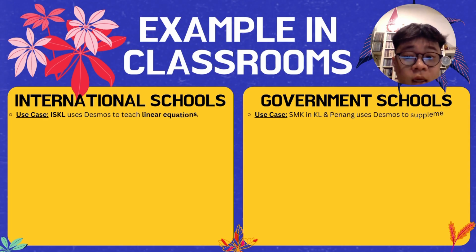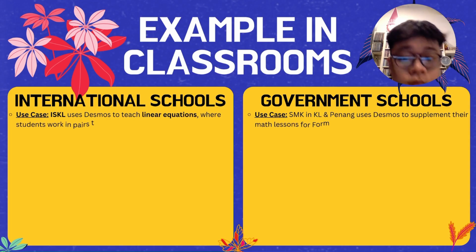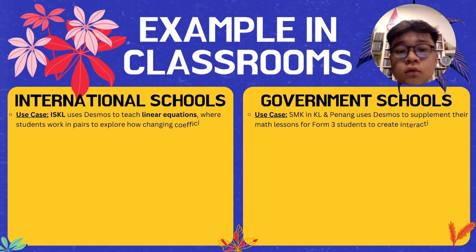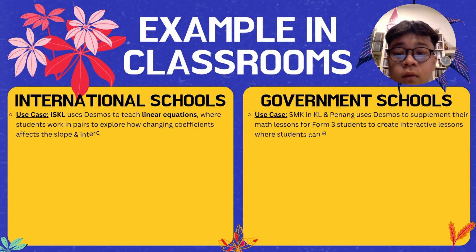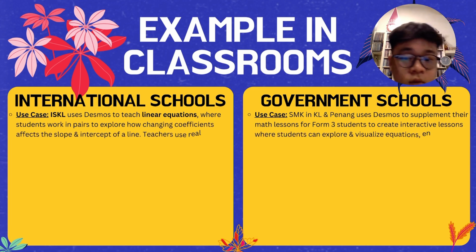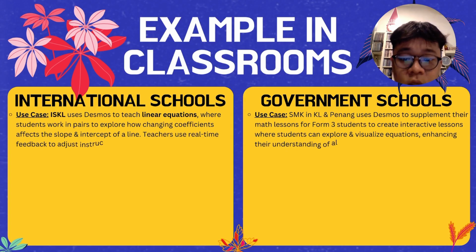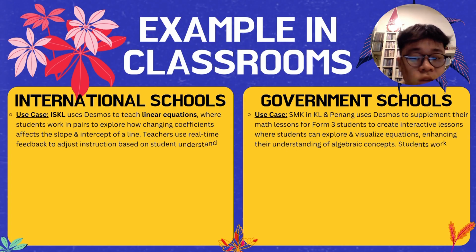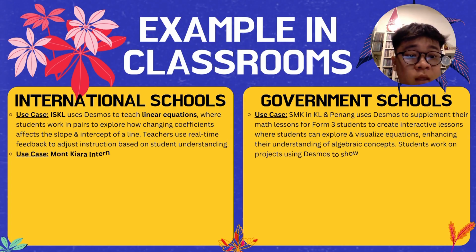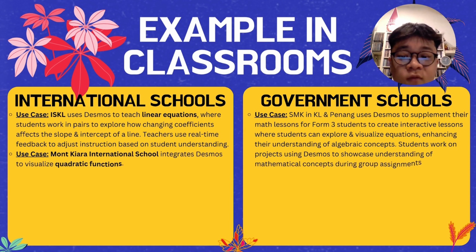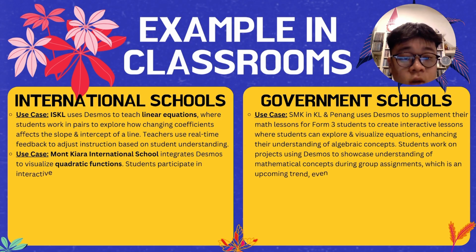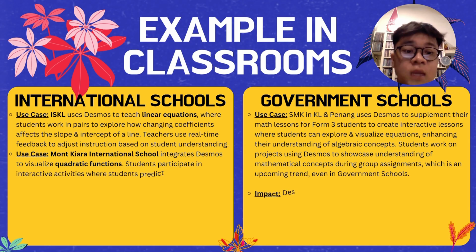Here are some quick examples in classrooms where I'll be going over the international schools and government schools. So, for example, in international school, ISKL uses Desmos to teach linear equations where they show the slopes and intercepts of the line on the x and y axis in real time to students and give them feedback to adjust the instructions or prompts based on the student's understanding.